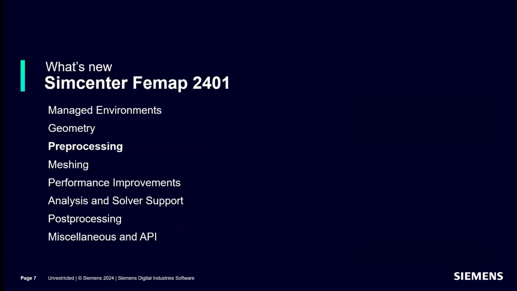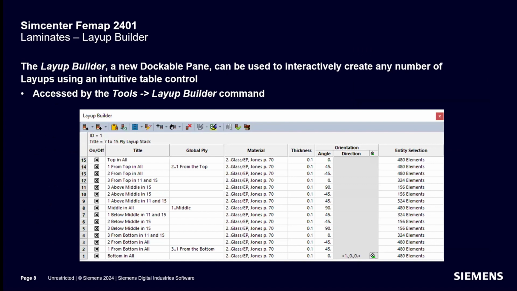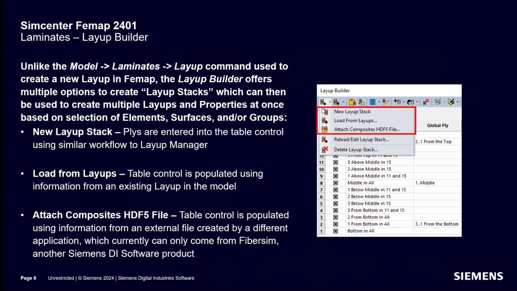Sorry, dialog box. Pre-processing. The big thing that we added for 2401 overall was the Layup Builder. What is the Layup Builder? It's a new dockable pane that can be used interactively to create any number of layups using an intuitive table control. It's accessed by the Tools Layup Builder command. And I'm going to do a demo of this. So I'm not going to go through all these slides, but I am going to go through a few of them just to start off with.